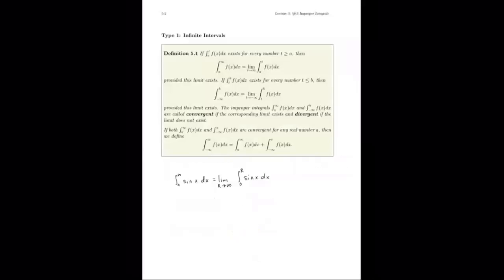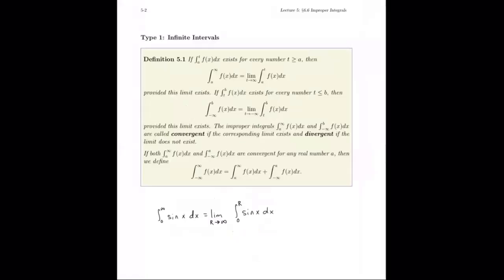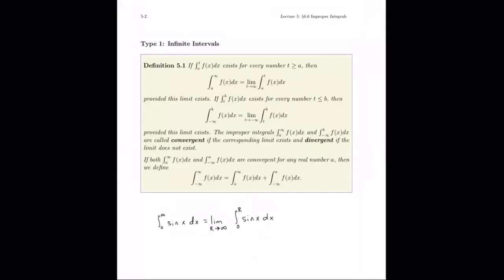So for the type 1 improper integral, if the integral from a to t of f of x dx exists for every number t that's greater than a, for every one of our possible values above a, then we can rewrite our infinite or type 1 integral from a to infinity of f of x dx as the limit as t goes to infinity of the integral from a to t of f of x dx.